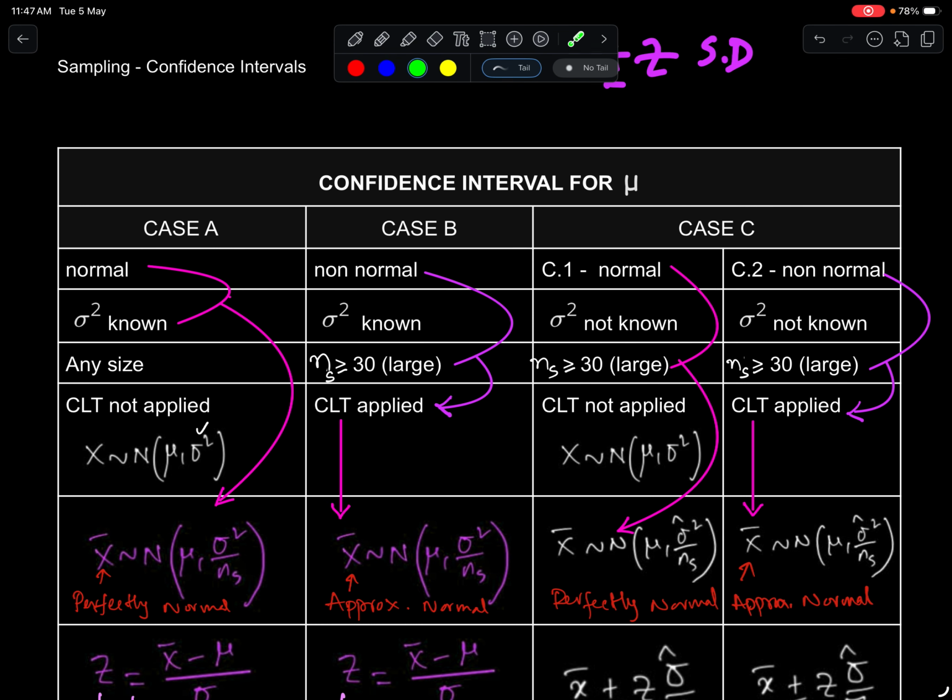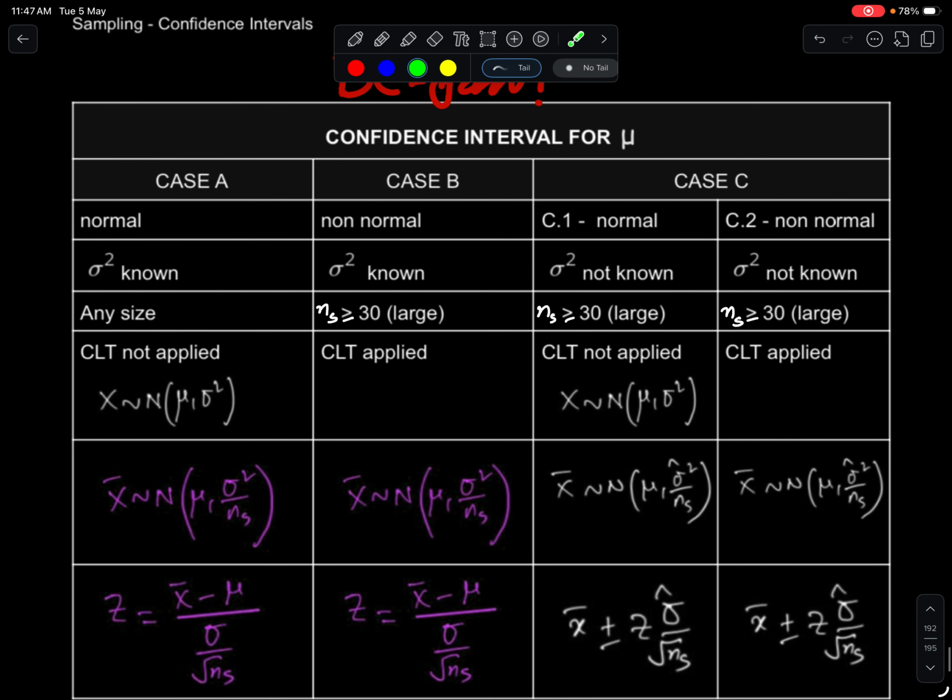See, case A: population is normal, sigma square is known, sample size is irrelevant. When population is normal and sigma square is known, sample size is not important. Since population is normal, never apply CLT. Never. If population is normal, don't apply CLT.